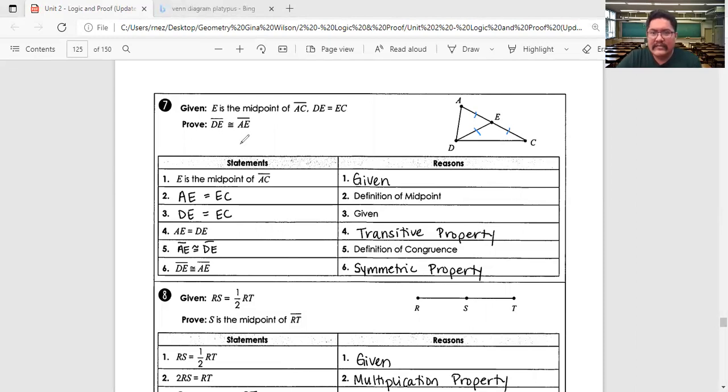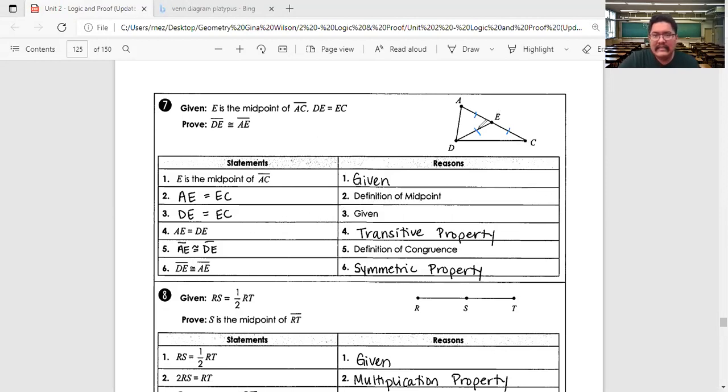And again, I know some of these look pretty complicated, but if you just take it one step at a time, work it through in chunks, it shouldn't be that big of a deal. So E is the midpoint of AC. That was a given. And we know that there's a definition of a midpoint. That's pretty much what I was just talking about, right? So AE and EC, we mark those two so that they are the same. And we would just say definition of midpoint, because that's what a midpoint does. It's right in the middle.